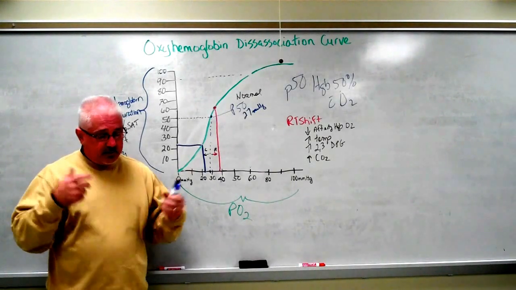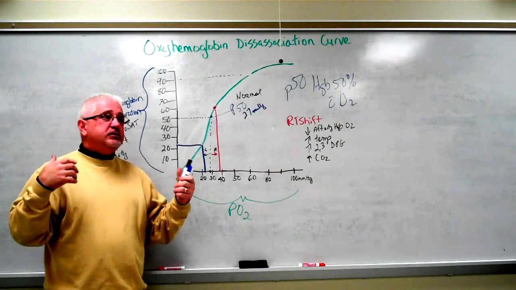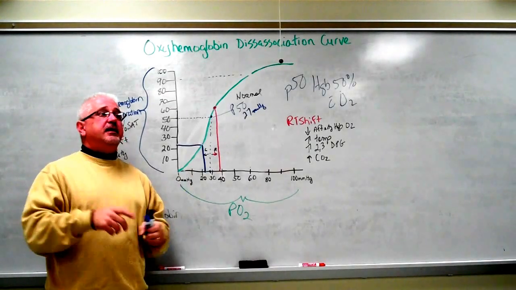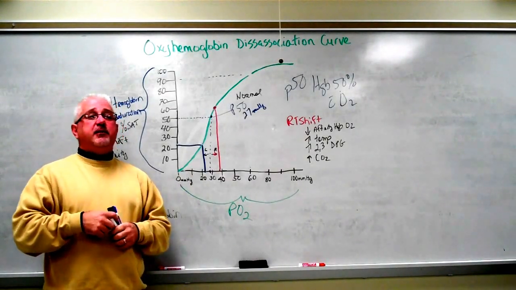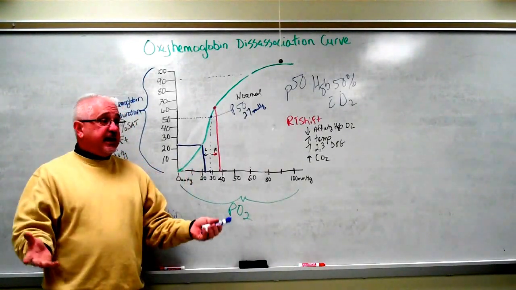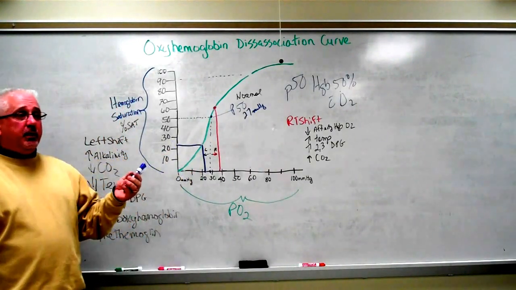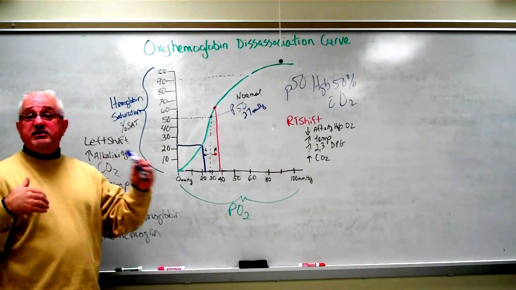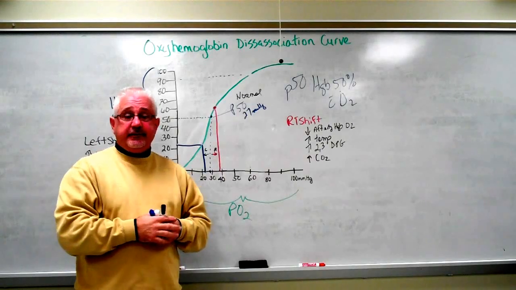Your methemoglobin, if you run the test necessary and you can tell that the patient is suffering from methemoglobin, you could use reducing agents such as methylene blue or ascorbic acid if the levels of methemoglobin reach more than 30%.